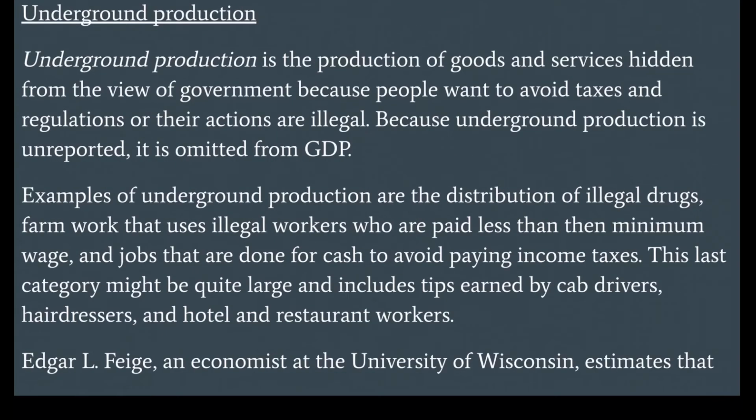Underground production. Underground production is the production of goods and services hidden from the view of government because people want to avoid taxes and regulations or their actions are illegal. Because underground production is unreported, it is omitted from GDP. Examples of underground production are the distribution of illegal drugs, farm work that uses illegal workers who are paid less than minimum wage, and jobs that are done for cash to avoid paying income taxes. This last category might be quite large and includes tips earned by cab drivers, hairdressers, and hotel and restaurant workers.